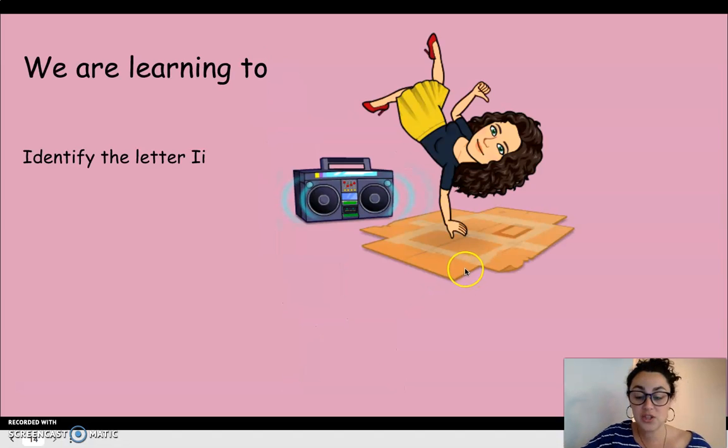So we're all finished. Now you know how to identify the letter I, uppercase and lowercase. You know the sound that it makes, the short sound that it can represent is I, I. So keep practicing this. You're going to see this letter and this sound all over the place in books.